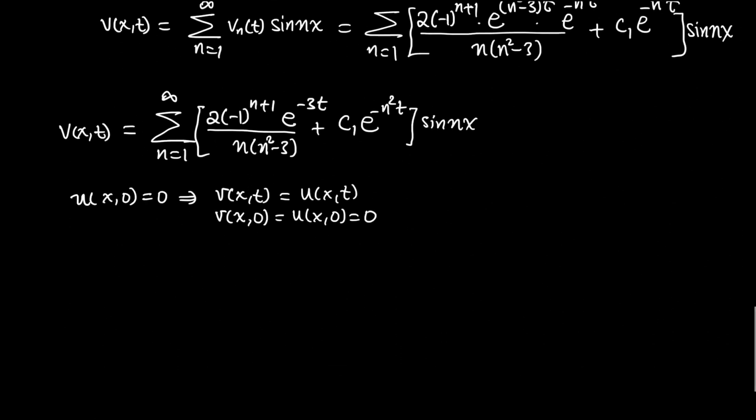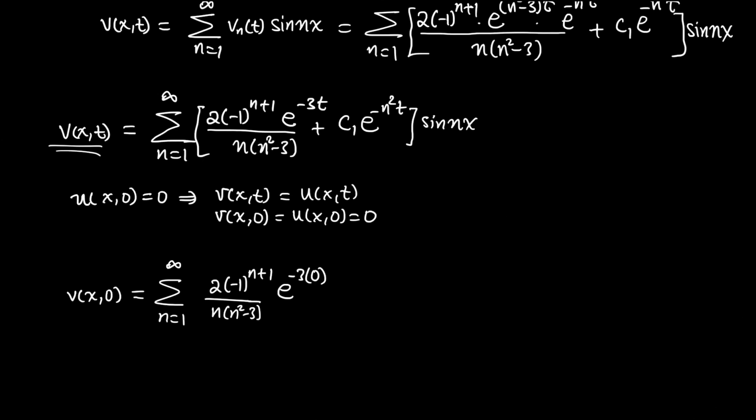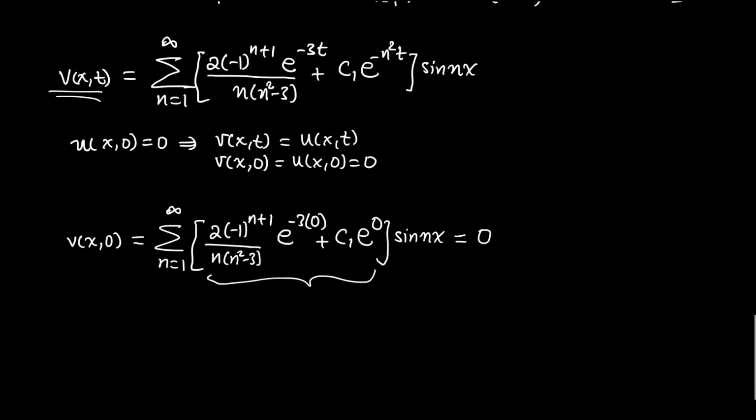So I'm going to sub into this equation. I have v(x,0), the summation of n equals 1 to infinity. I have 2 times (minus 1 to the n plus 1) divided by n squared minus 3, times e to the power minus 3t, which, t is 0, plus c1, times sine of nx has to be equal to 0. Then I have all of this as my coefficient.